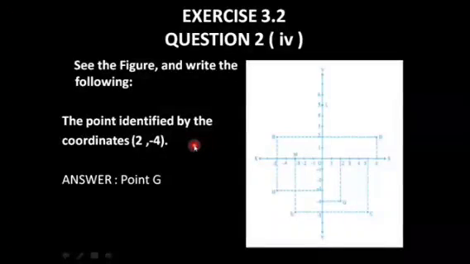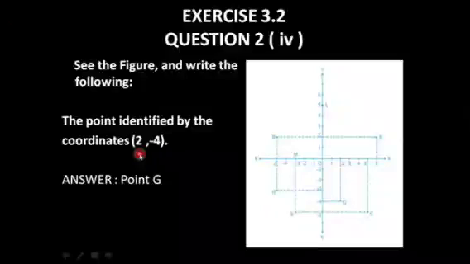Now the fourth question. We have been asked to find the point identified by the coordinates 2, -4. The x coordinate is positive. The y coordinate is -4. Let us first find where is the number 2. Here it is. And the y coordinate is -4. Here it is. So the point is point G. That's the correct answer.